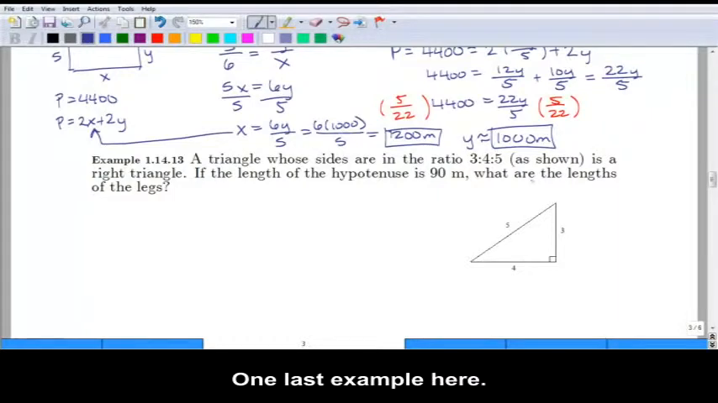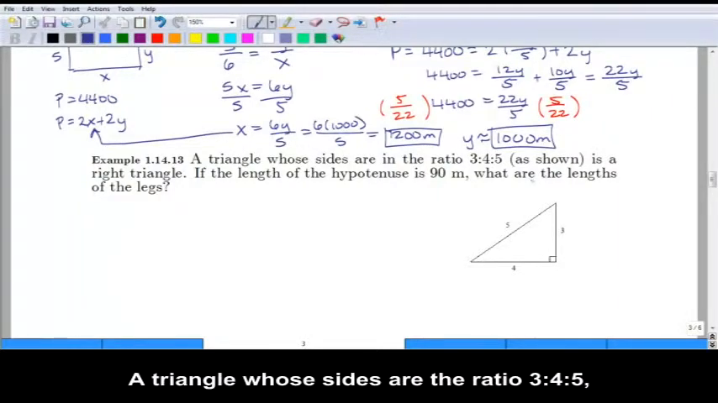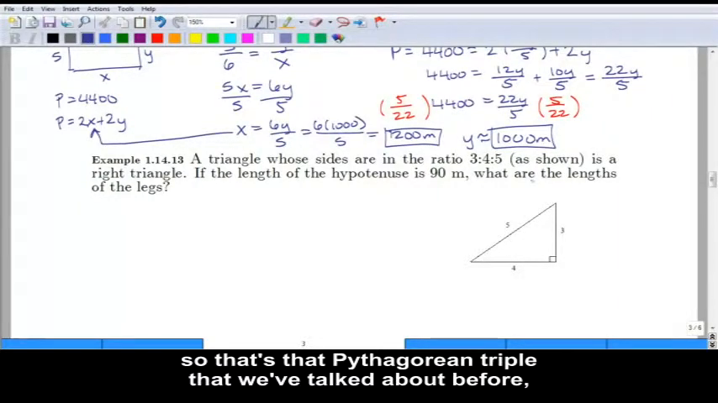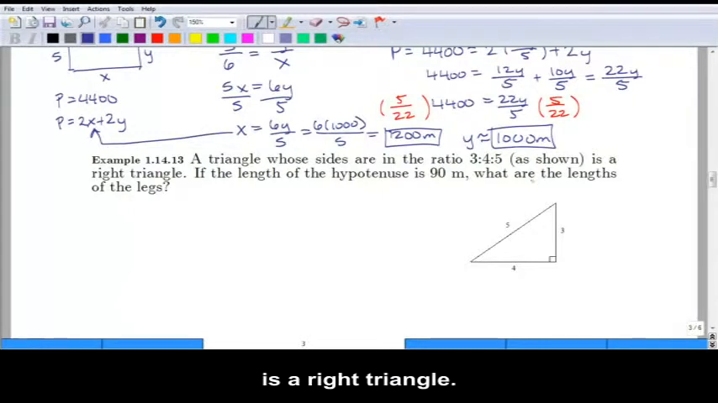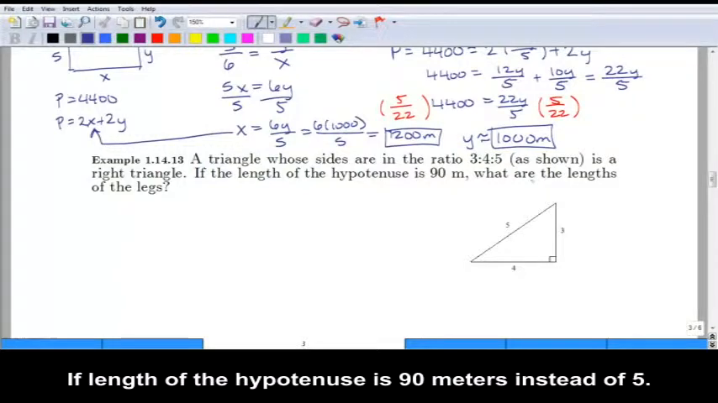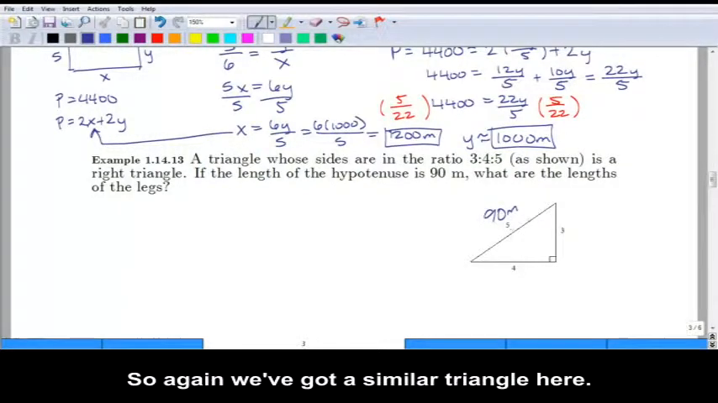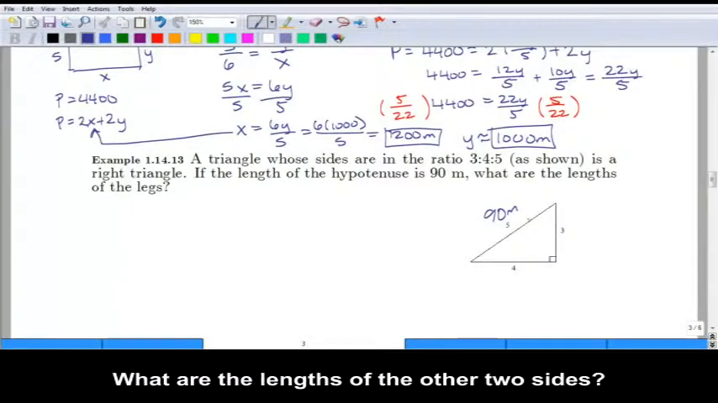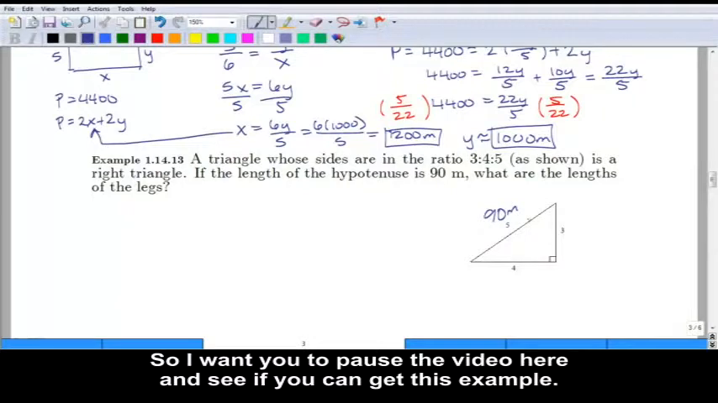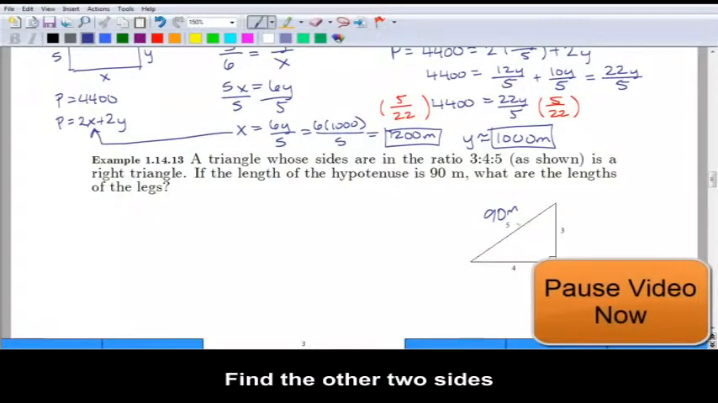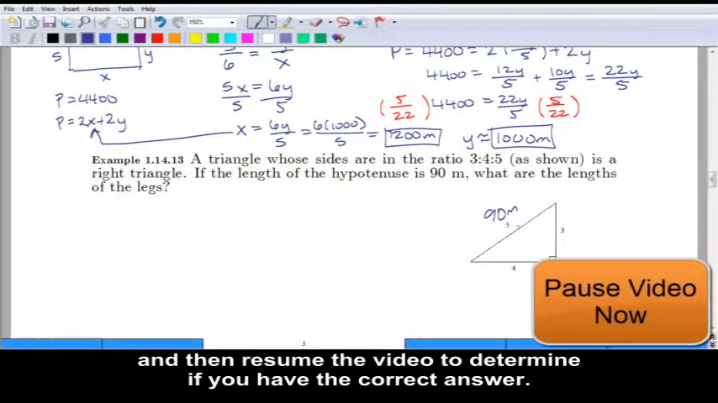One last example here, a triangle whose sides are the ratio 3, 4, 5, so that's that Pythagorean triple that we've talked about before, is a right triangle. If the length of the hypotenuse is 90 meters instead of 5, so again, we've got a similar triangle here, what are the lengths of the other two sides? So I want you to pause the video here and see if you can get this example, find the other two sides, and then resume the video to determine if you have the correct answer.